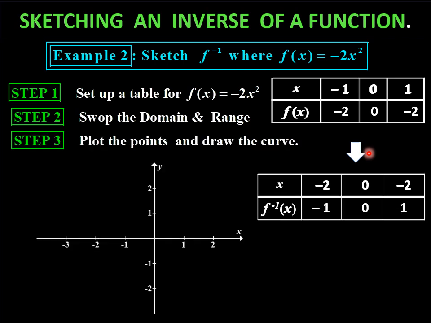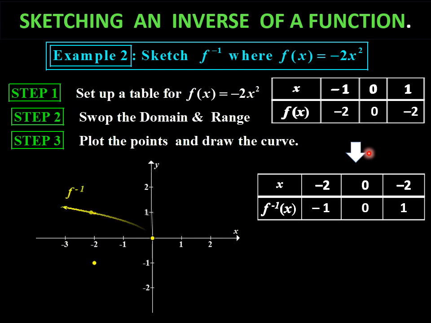So we set up a system of axes. Again, set it up neatly. You plot your points. Let's plot those 3 points. There's 0 and 0, -2 and -1, and -2 and 1. Now we can join the points, and there we have the inverse there.